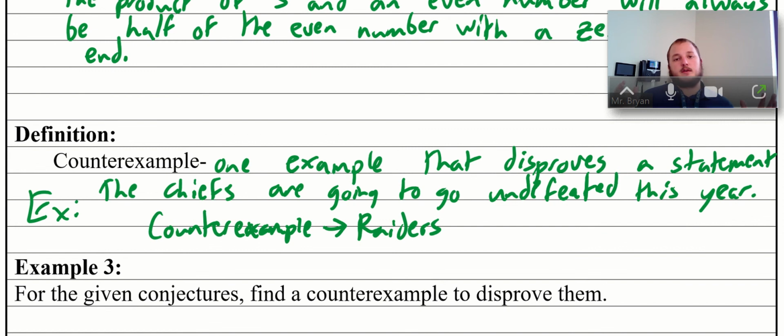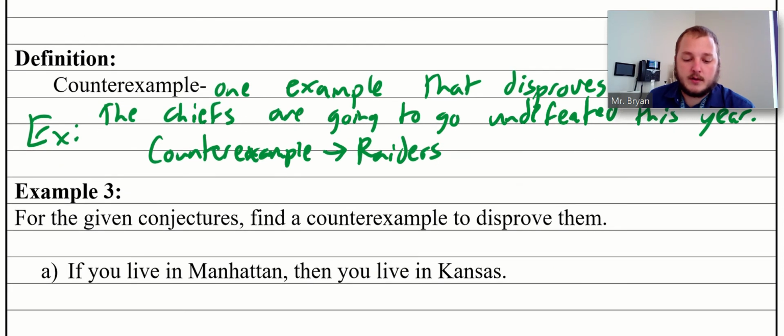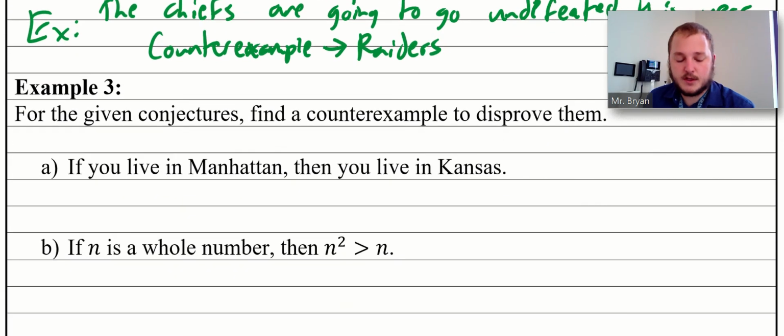It's the same thing that holds true for all these statements that we make. We're making a broad statement about something that's true for everything. What's one thing that makes that wrong? All right, so example 3 here. This will be our last one for today. I want to say for these given conjectures, I want to find a counterexample to disprove them.